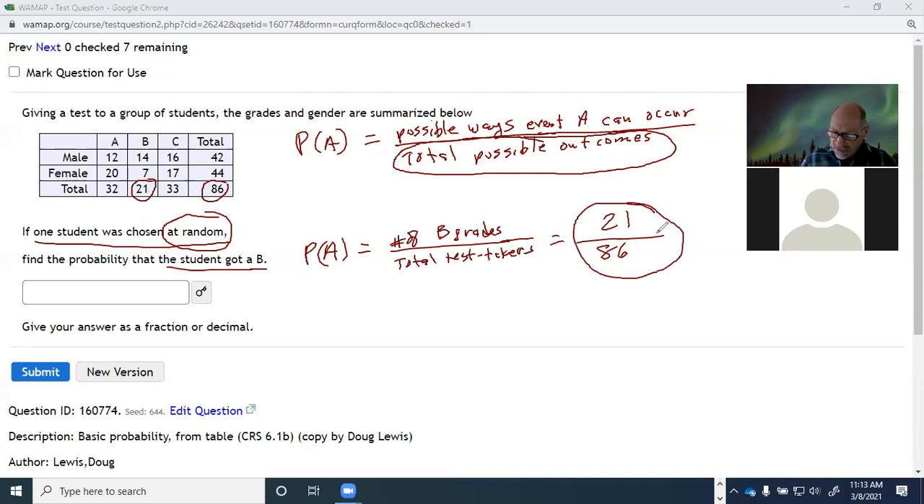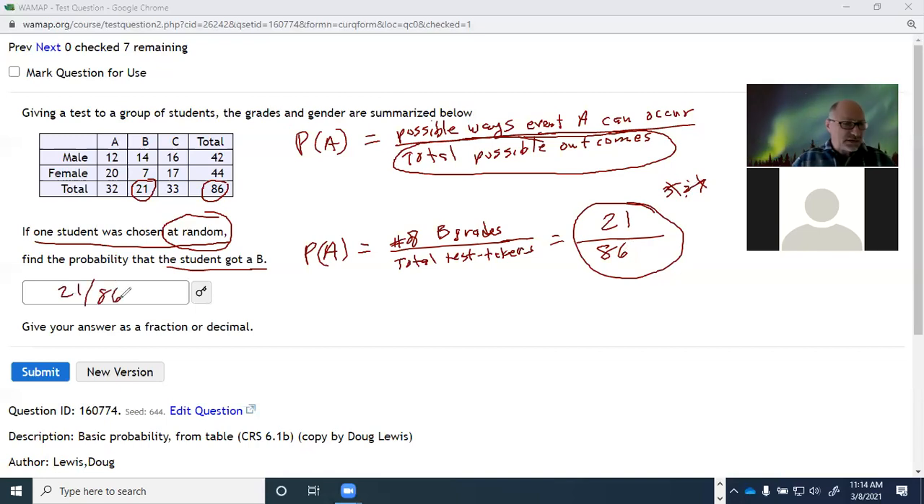Now, you may be able to reduce that. In this case, the only things that divide 21 are 3 and 7. And 3 won't go into 86, and neither will 7. 7 times 12 is 84. So this can't be reduced. So that's our answer, 21 out of 86.